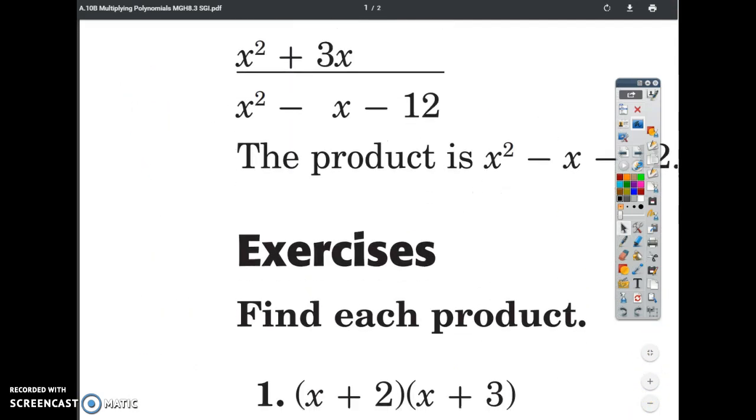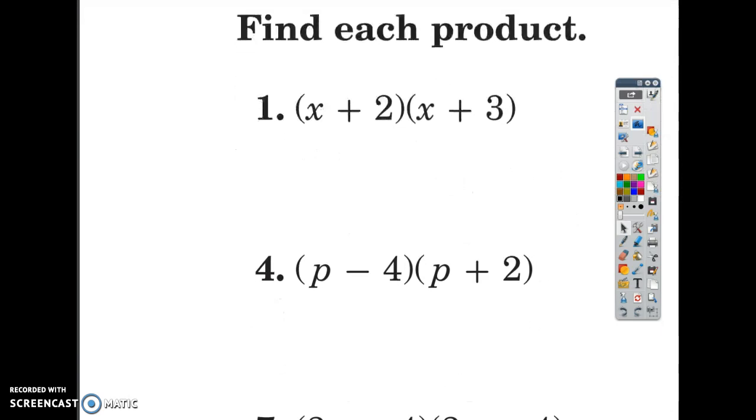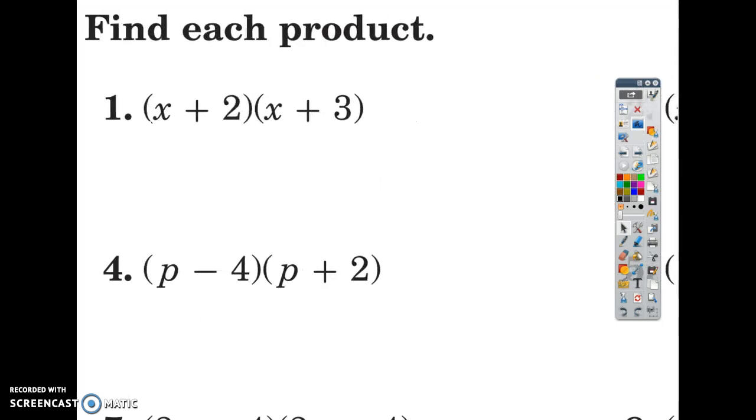If you don't have space, which I really don't think you have space here, you're going to need some more paper. So if you need to pause the video and get some paper out, go ahead and do that, because you're going to need the paper for the front page and the back page. So go ahead and pause the video, get some paper out, and then press play when you're ready. And we're going to start with problem number 1.